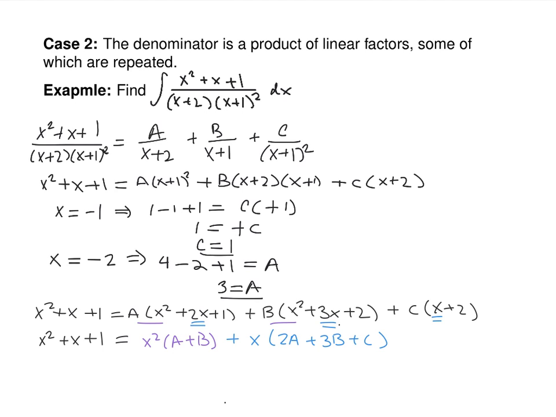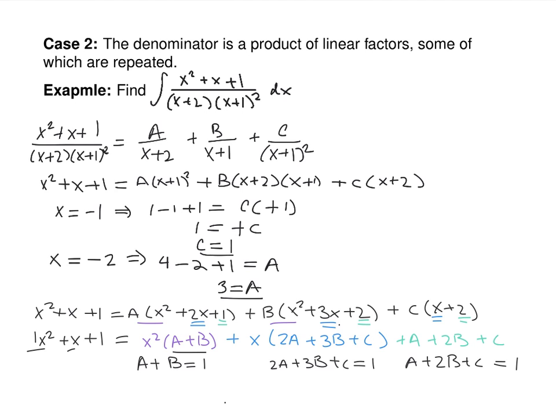So for the constants, we're going to have this 1, this 2, and that 2, and that's going to be a plus 2b plus c. And from there you can tell that this a plus b has to equal 1. 2a plus 3b plus c has to equal 1 as well, because there's a 1 in front of the x. And a plus 2b plus c also must equal 1.